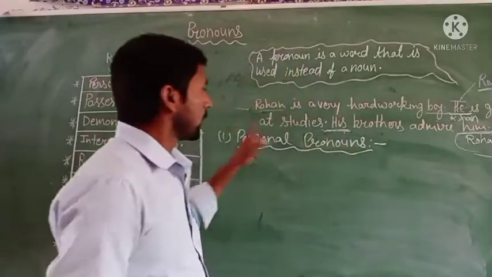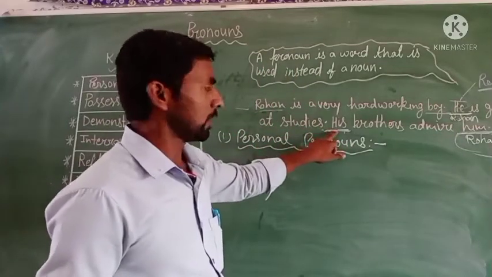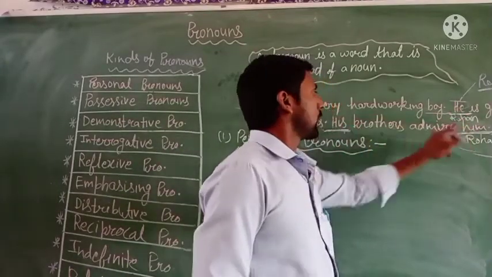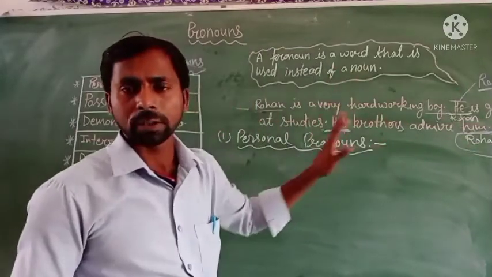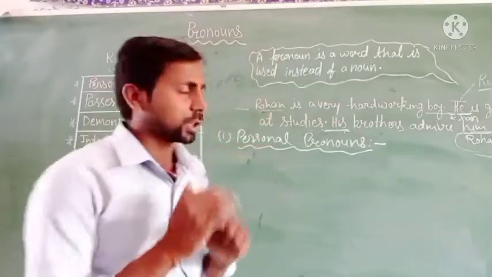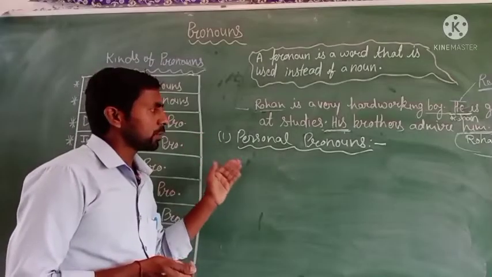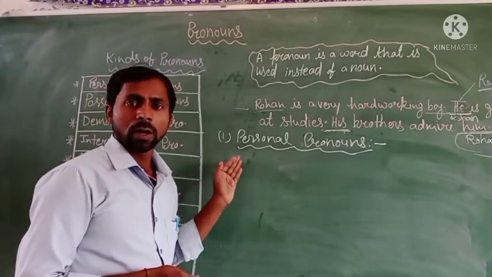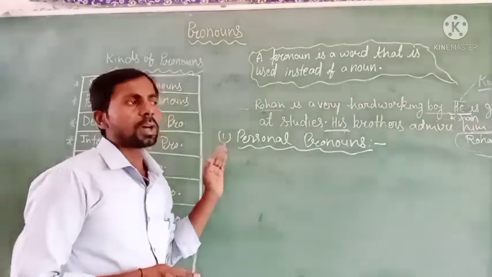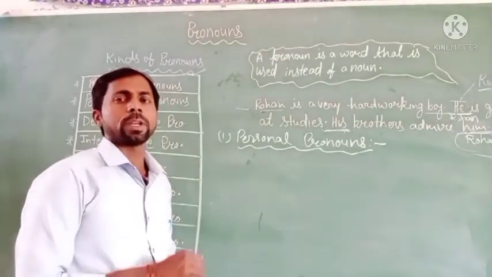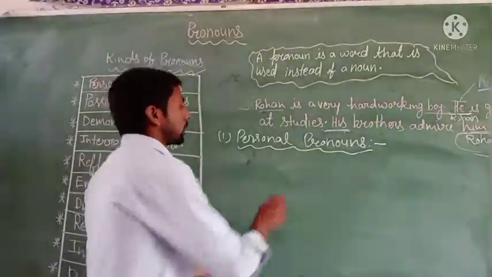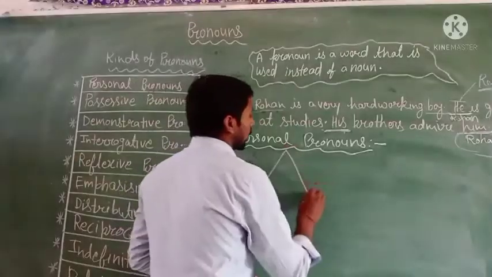Clear? And in place of Rohan you can see "his" and "him" used, and all these words are personal pronouns. So according to the definition we can say that if the word is used for a person or things, then that word will be a personal pronoun, and we can divide the personal pronoun into three parts.